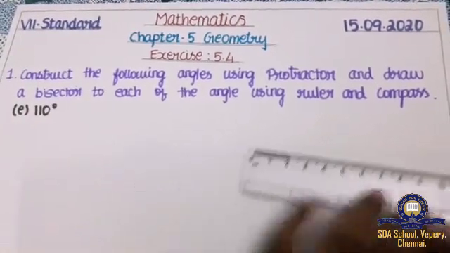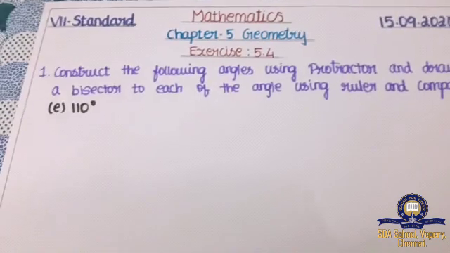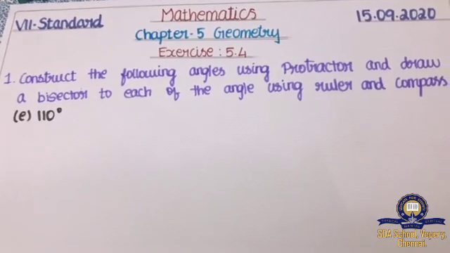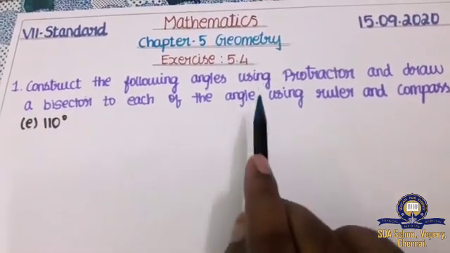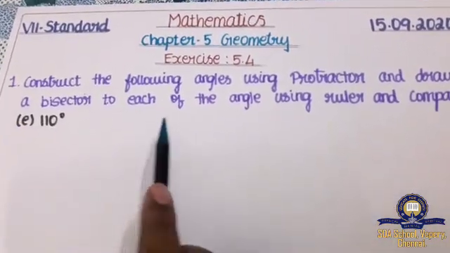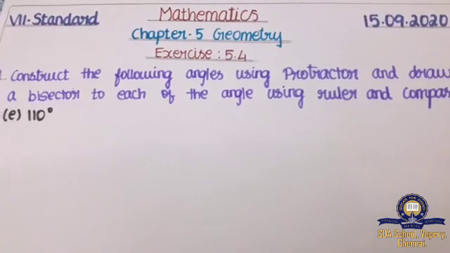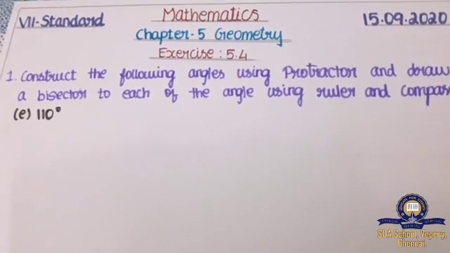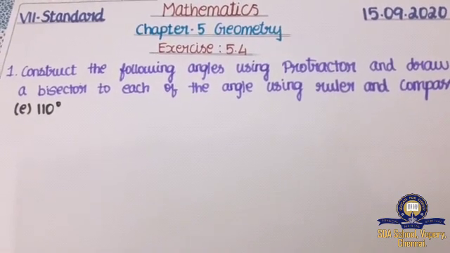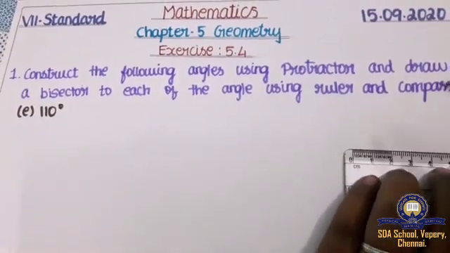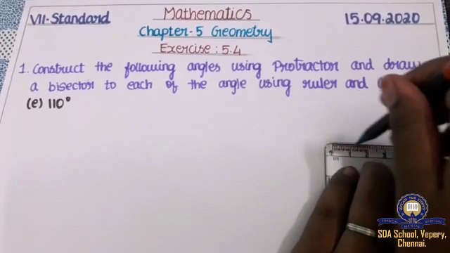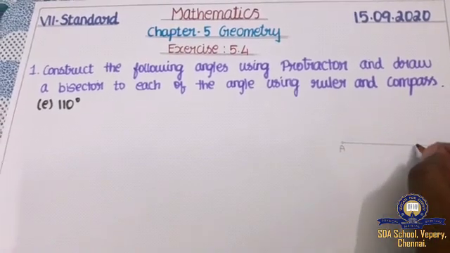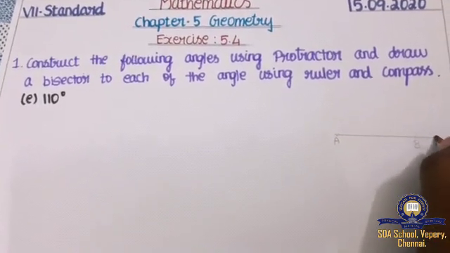So using the scale, draw the line and mark the point, one as A and another point as B.